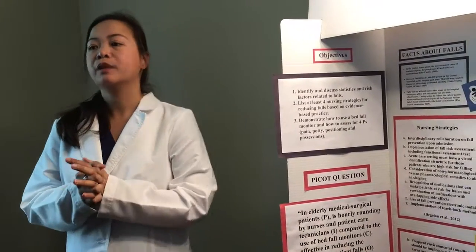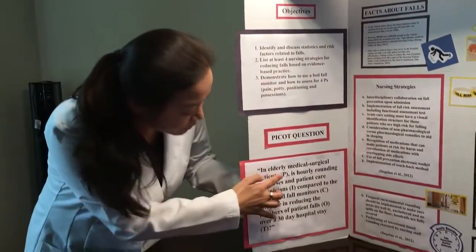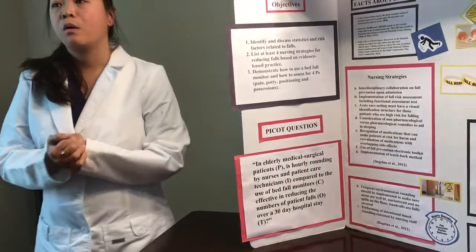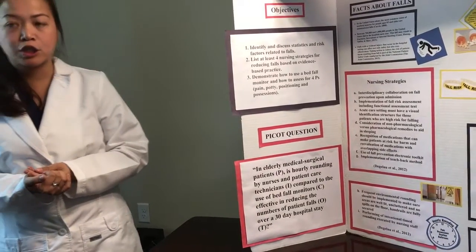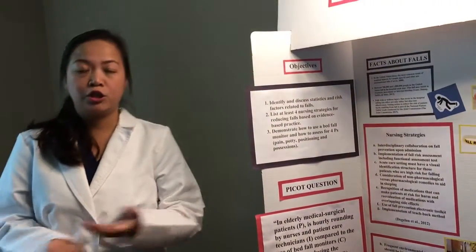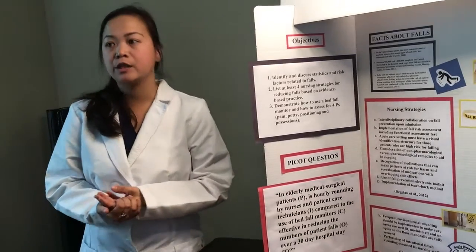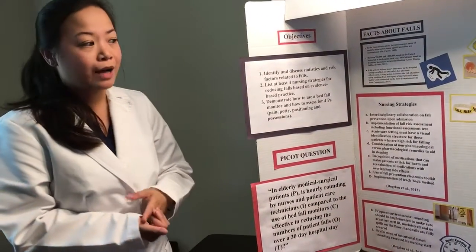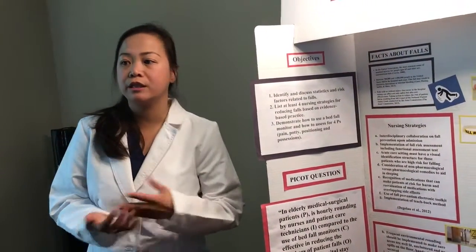P stands for patient or population. I is for intervention or issue of interest. C is for comparison of intervention. O is for outcome, and T is for the time frame.